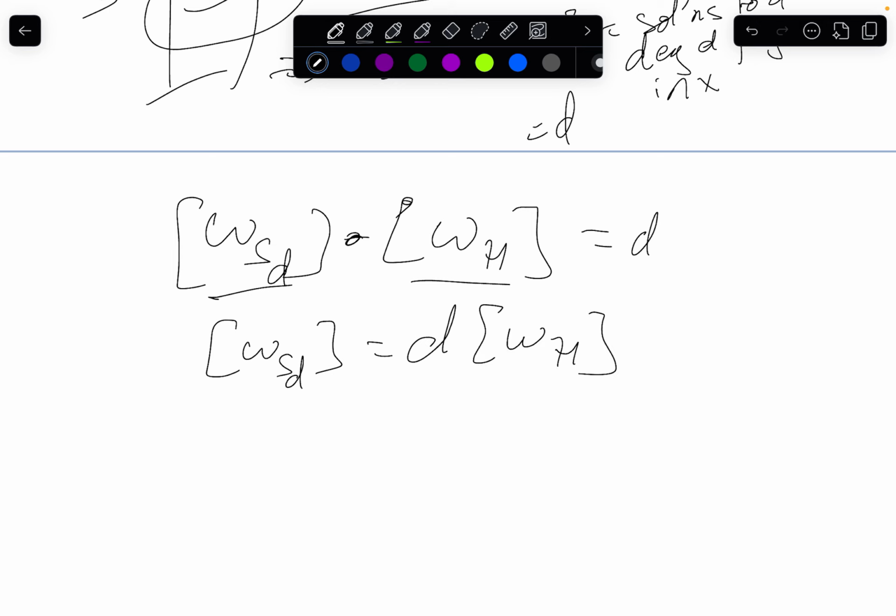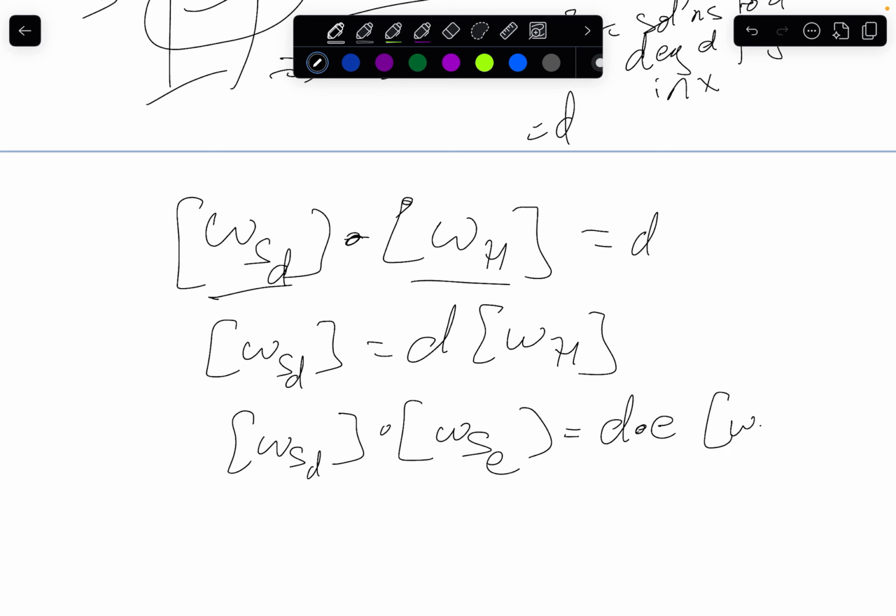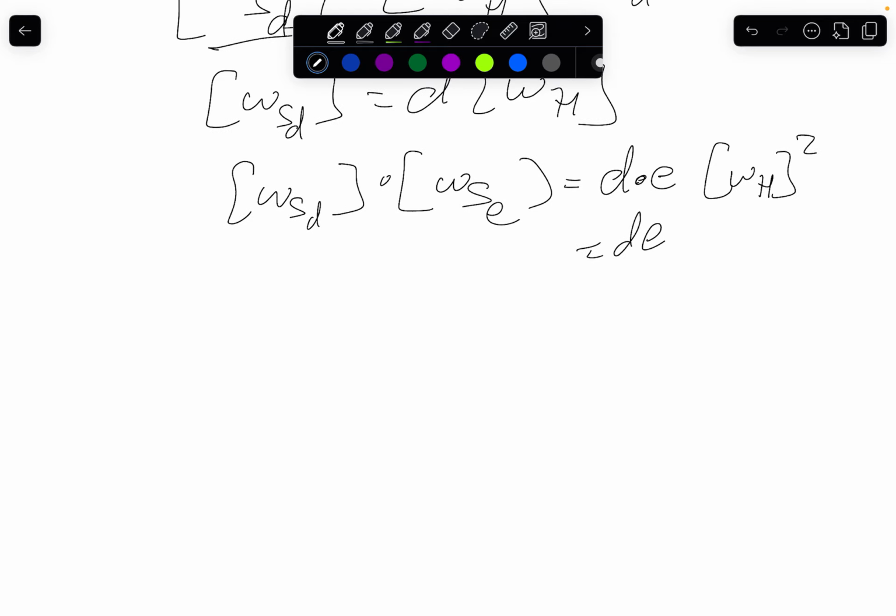And now we conclude by saying that if we have omega S_D times some other surface, then we're going to get D times E of omega h squared, and this is equal to DE. So now we know that the integral of omega h squared is 1. Yeah. Now there's one caveat to this. Should this have integrals in front of each of the three things? I guess there should be an integral, and the integral of this is equal to DE. I see.